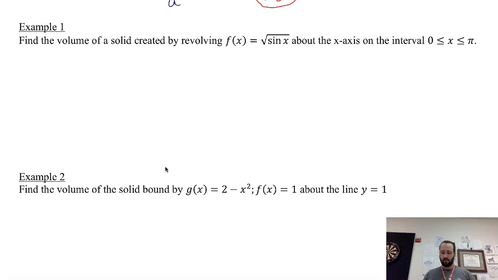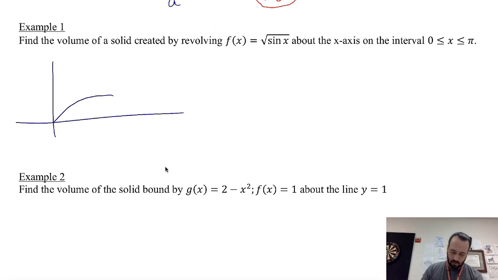Find the volume of a solid created by revolving the square root of sine of x about the x-axis on the interval from 0 to pi. So let's see, the square root of sine of x would look something like that. Actually kind of looks like sine of x, from 0 to pi. Yep, that should be right. So it's taking this region and rotating it about the x-axis.